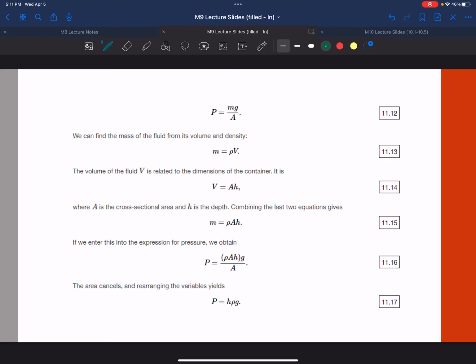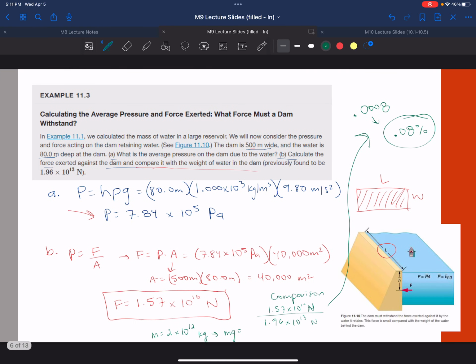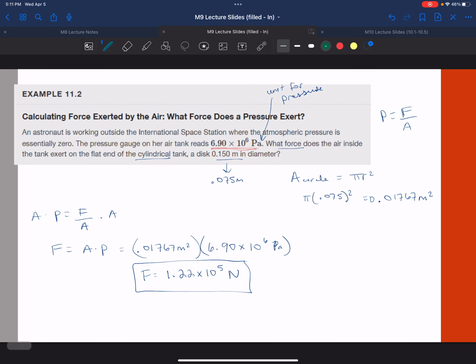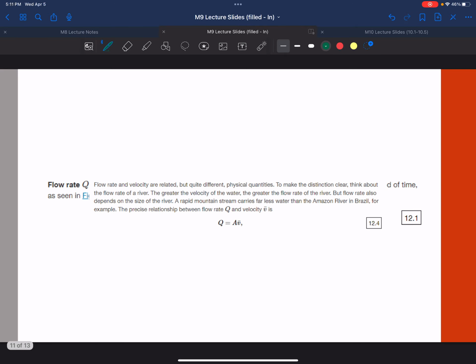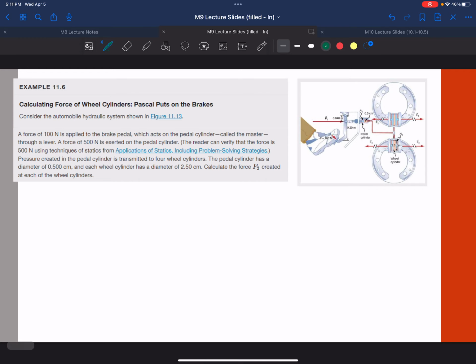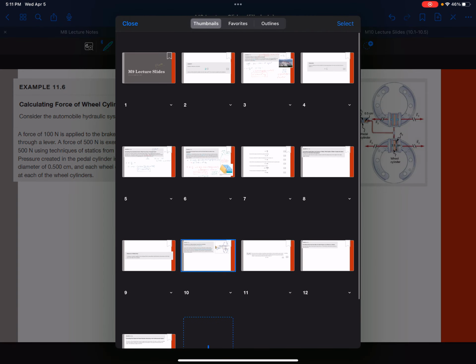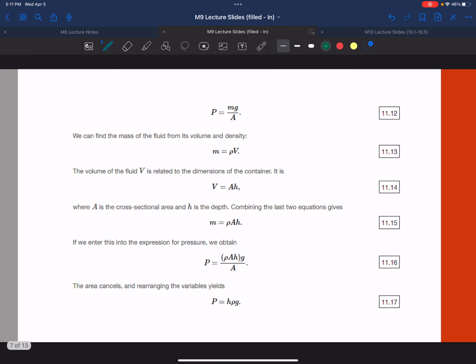For the second part of the lecture, I'm going to continue. So you've already seen in the past couple of problems that we can calculate pressure or use pressure to calculate things like force. Now we can actually use pressure to help us derive another formula.